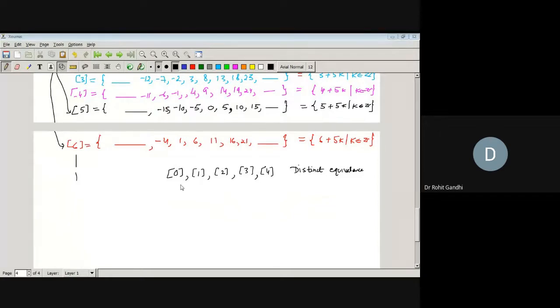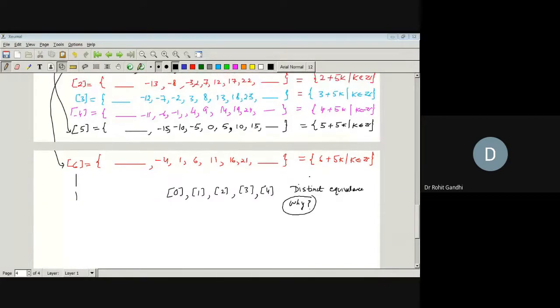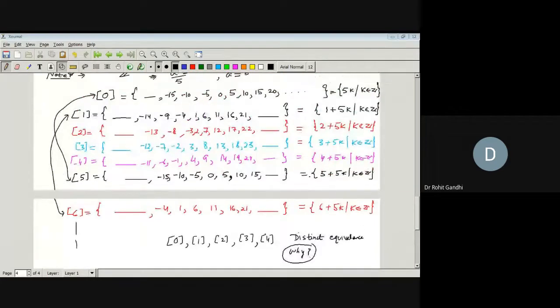So why is it so? ये क्यों है? हाँ जी, कोई बता सकता है? Why is it so? We are talking about the divisibility by 5. हाँ जी सर. Yes, विशाल.